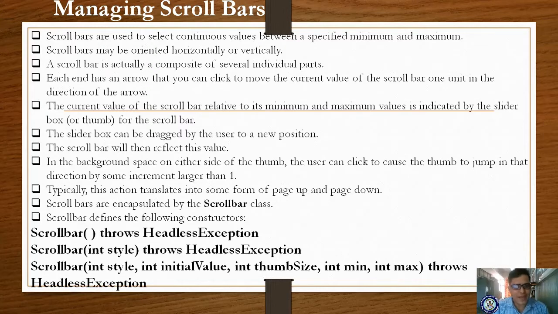In the background space on either side of the thumb, the user can click to cause the thumb to jump in that direction. So instead of dragging, you can also click on either side of the thumb, and according to that click, the thumb can be moved forward or backward, and it can be incremented by more than 1. Typically this action translates into some form of page up and page down.